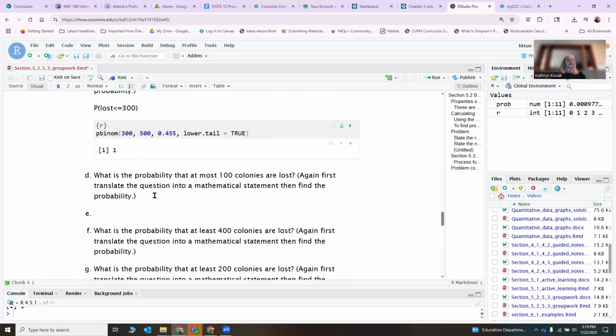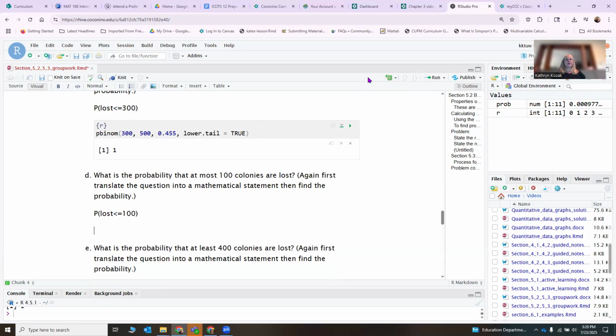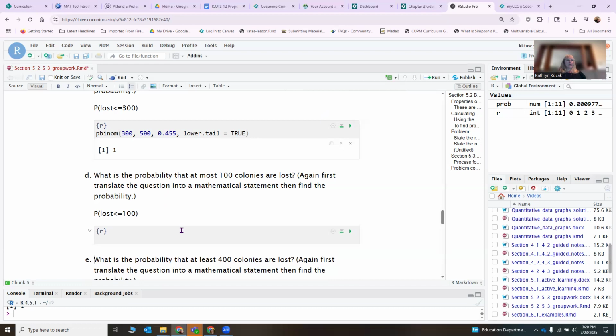All right, so let's try another problem. Let's find the probability that at most 100 colonies are lost. So the probability of lost being at most, again, that's as much as we're going to get, up to. We're not going to get any higher than that. And so that again is that pbinom. Then we have 100, the 500, 0.455, and lower.tail equals TRUE.